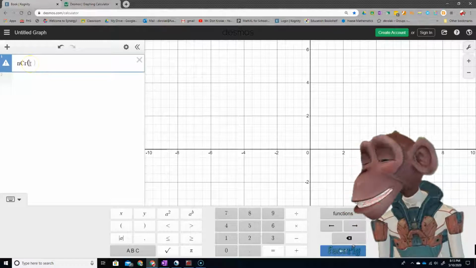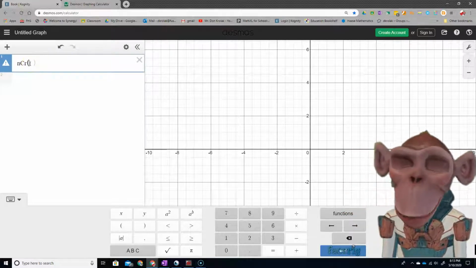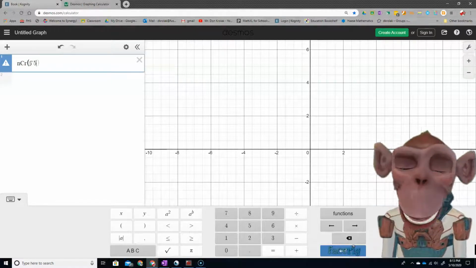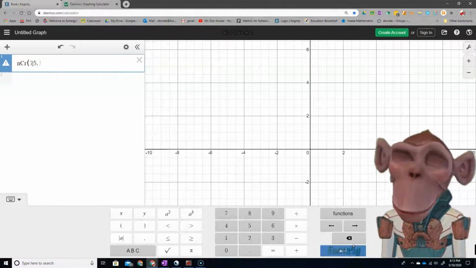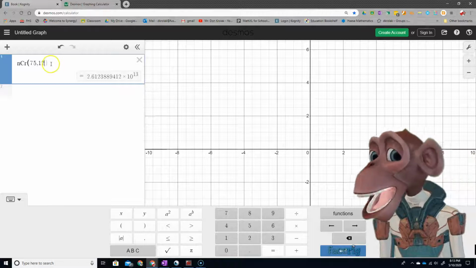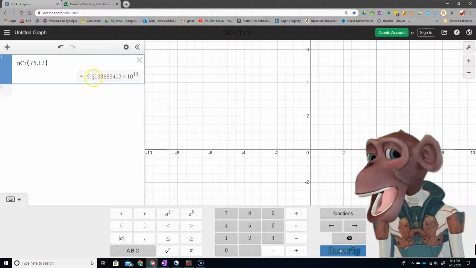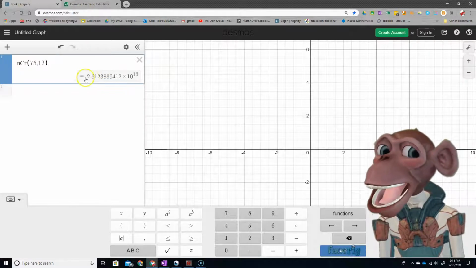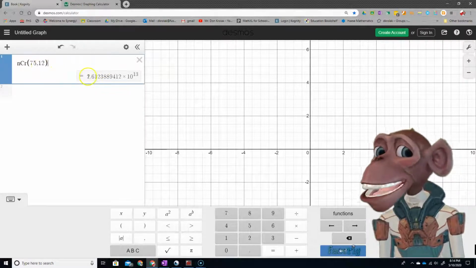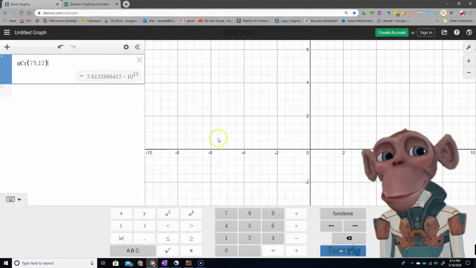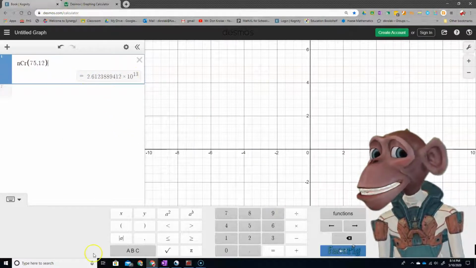So we click that, and I just put in 75. R is how many I'm choosing, so I go comma 12. And then that gives me how many possibilities there are. So you can see that's a really big number, 2.6 times 10 to the 13. That's crazy.